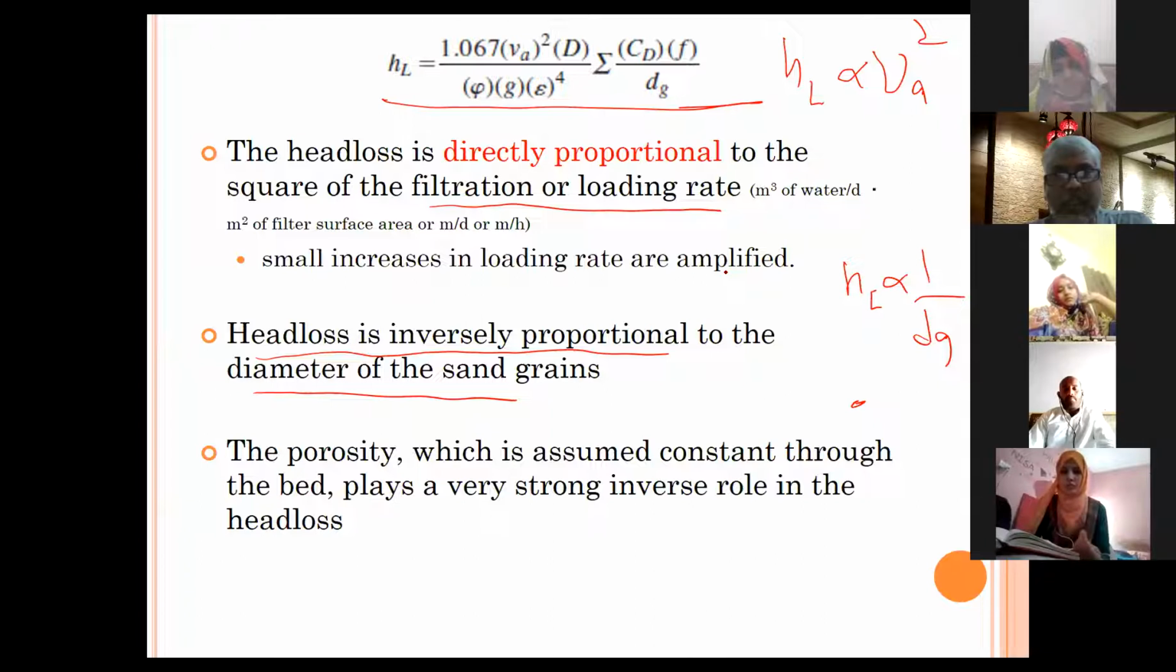Do you understand this point? So if you decrease the particle size, head loss will increase. If you increase the grain size, the head loss will decrease. And this is logical also, right? Any question by anyone?